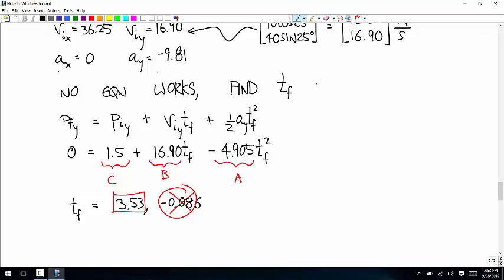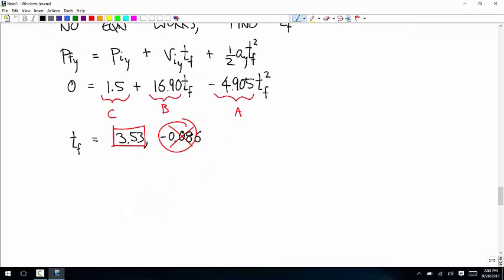So now we know time final. Now we can use that to solve for the variable we wanted in the first place, pfx. So what equation, now that we know time final, will work to solve for pfx? The one we want is just the x version of what we used for time final. So pfx is equal to pix plus vix tf plus 1/2 ax tf squared.